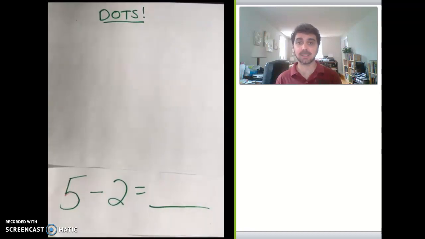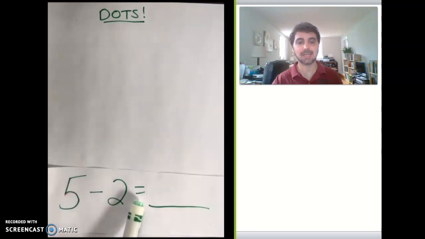Today we're going to use dots. So we've been using pennies, any objects you can find around your house or where you live. We've used drawing balloons, and today we're going to show how you can just do it with dots. So you might have a marker or a crayon or a pen or a pencil, and you might have a whiteboard or a piece of paper. That's all you need.